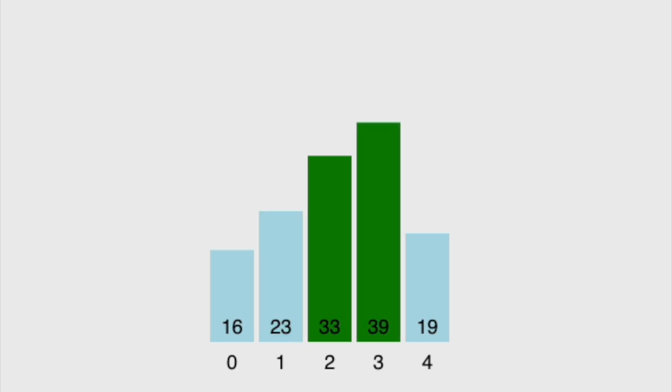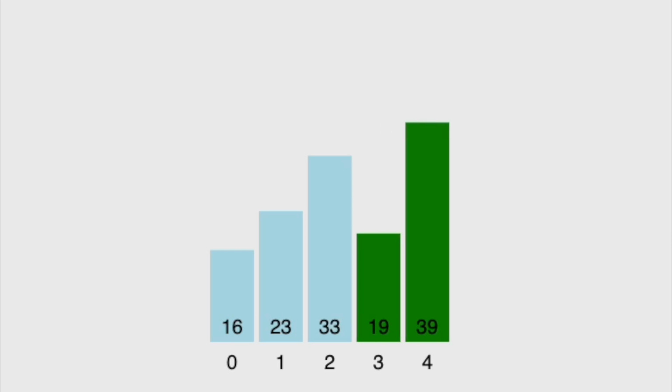Now we're looking at 33 and 39. Again, those are in the correct order, so no swap, moving on to the last two items. Now when you compare 39 to 19, 39 is larger than 19, so we need to make a swap there. After we make that swap, 39 is in the last index, index 4, so it is now sorted, and we're going to return back to the front of the array.